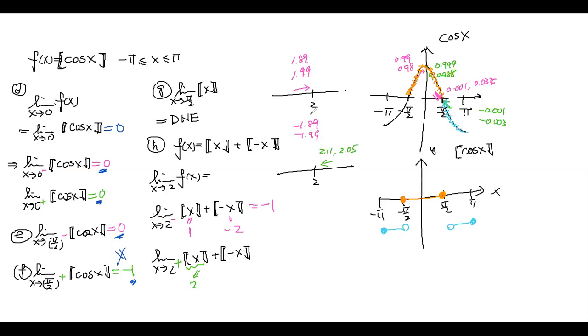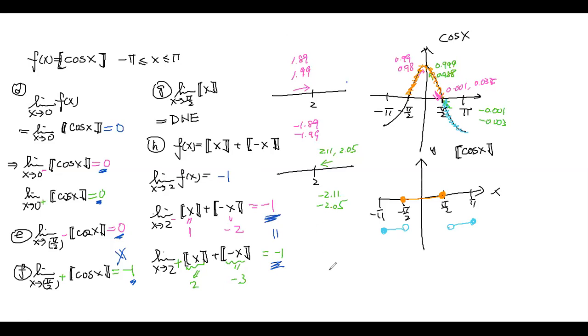Now let's take a look at negative x. That means those numbers become negative: negative 2.11, negative 2.05. What is the greatest integer less than these? This is negative 3. Wow, they add up to negative 1. So they are equal. When they are equal, what I can say is the limit is equal to negative 1. So the limit does exist.